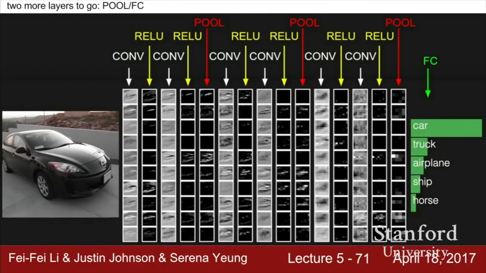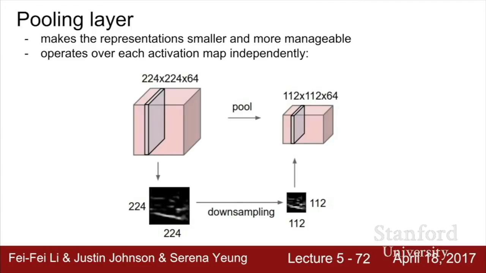Okay, so we've gone into a lot of detail on what these convolutional layers look like, and so now I'm just going to go briefly through the other layers that form this entire convolutional network. So remember again, we have convolutional layers interspersed with pooling layers once in a while, as well as these nonlinearities. What the pooling layers do is make the representations smaller and more manageable.